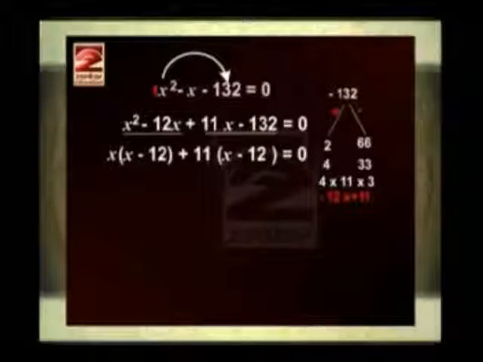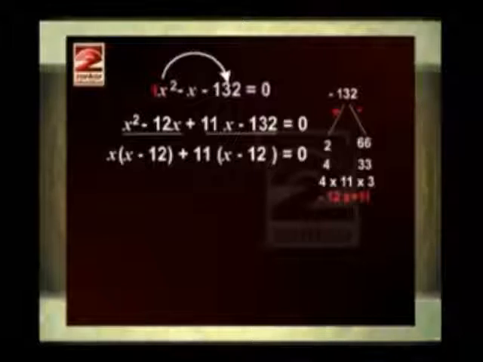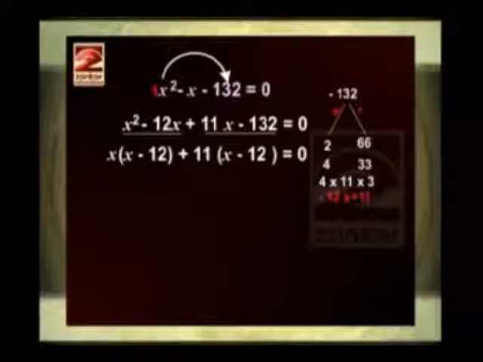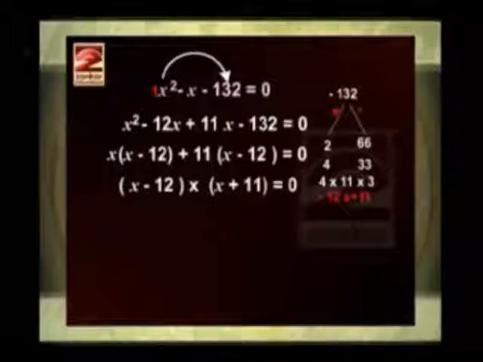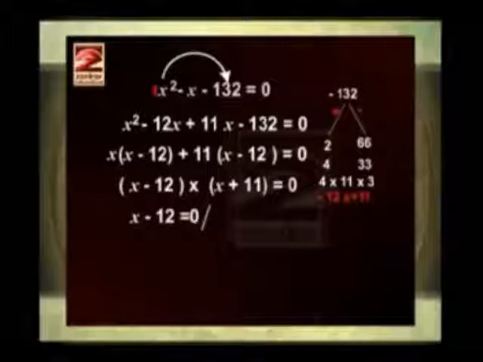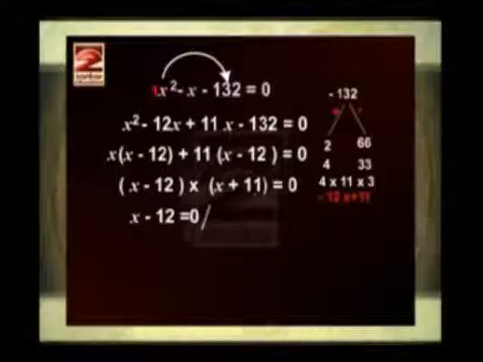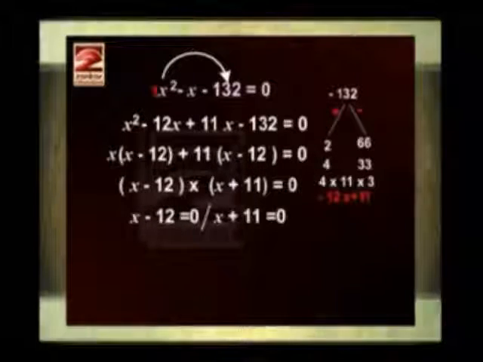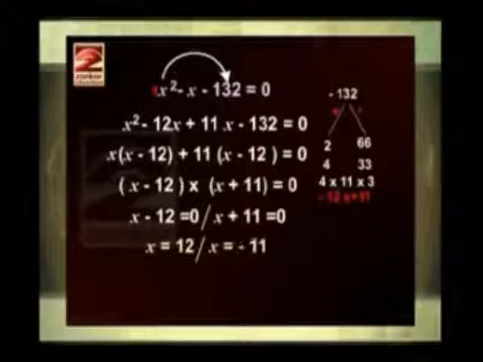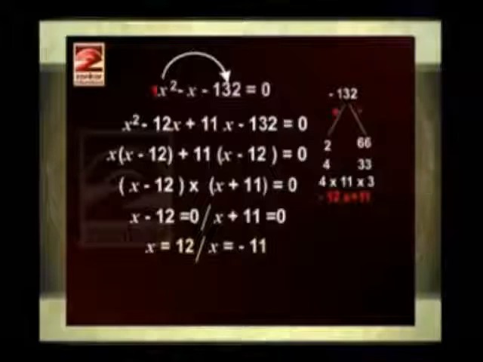Therefore, x into (x minus 12) plus 11 into (x minus 12) is equal to 0. So (x minus 12) into (x plus 11) is 0. Therefore, x minus 12 is equal to 0 or x plus 11 is equal to 0. Therefore, x is equal to 12 or x is equal to minus 11.